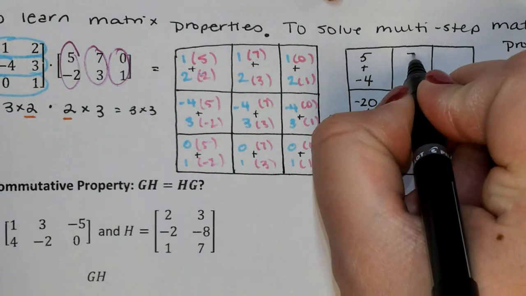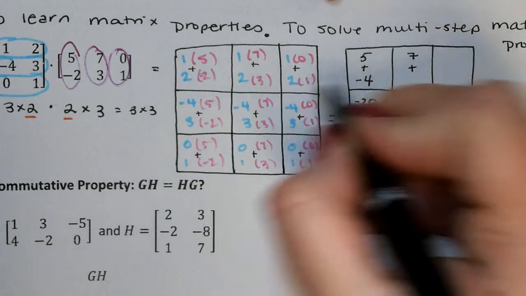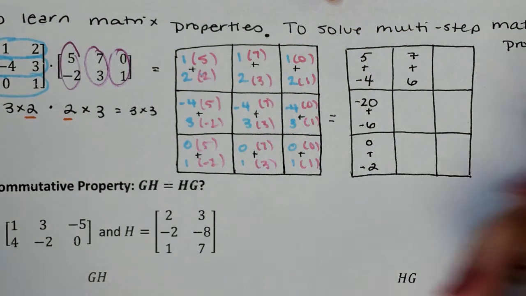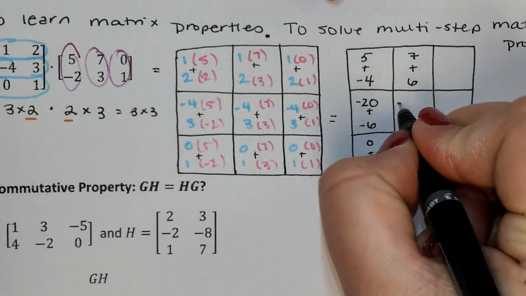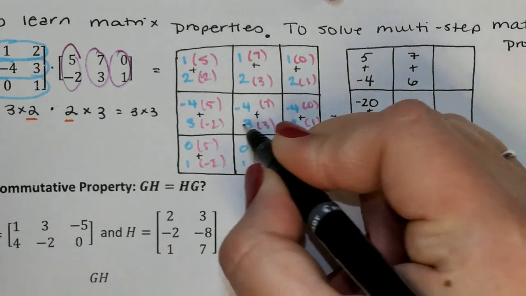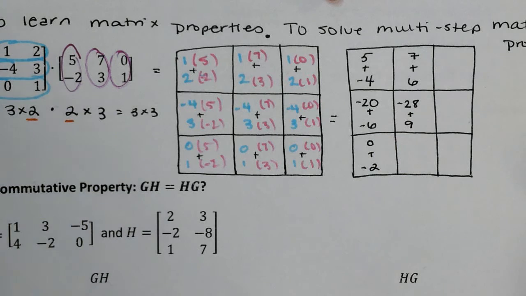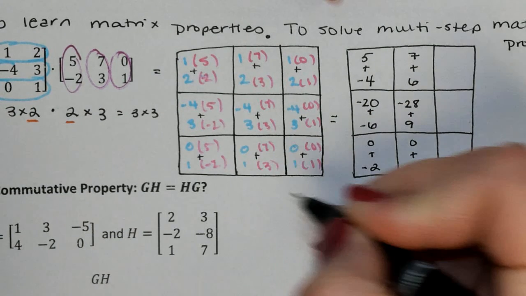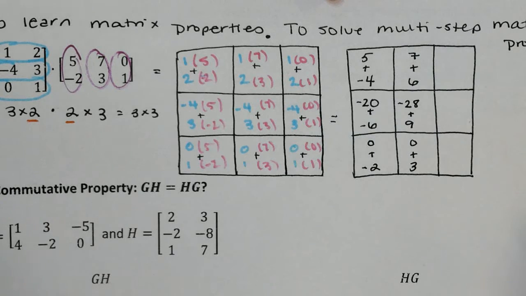1 times 7 is 7, plus 2 times 3 is 6. Negative 4 times 7 is negative 28, plus 3 times 3 is 9. 0 times anything is 0, plus 1 times 3 is 3.